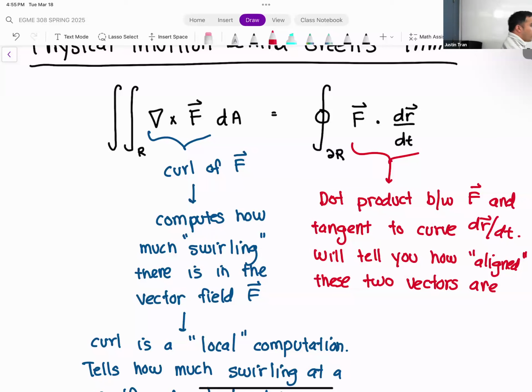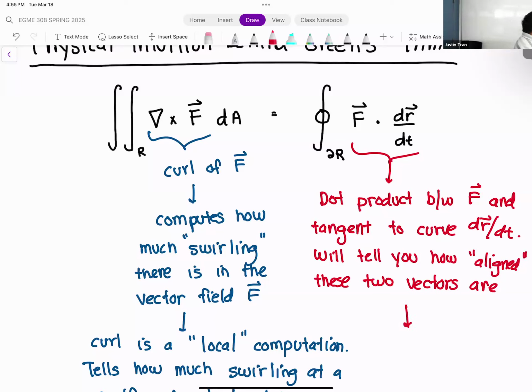Okay. So if those two vectors are parallel to each other, that's going to give you a high number. But in the worst case, if your two vectors are perpendicular, we know that the dot product between two perpendicular vectors is going to give you 0. Okay, so that dot product tells you basically how well your vector field is aligned with your path.